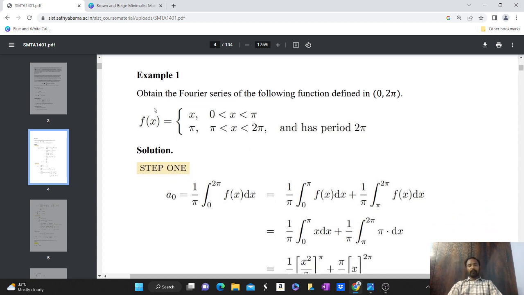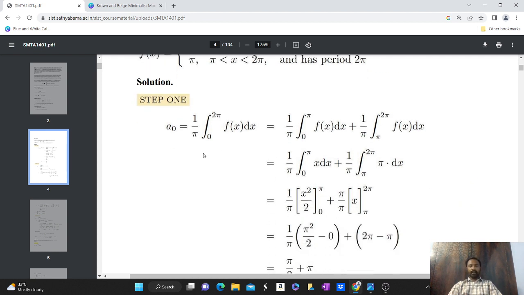Here it is given: obtain the Fourier series of the following function defined on the interval 0 to 2 pi, with period 2 pi. Here f of x is given in two parts, separating the limit 0 to 2 pi as 0 to pi and pi to 2 pi. The f of x values are x and pi. For f of x equal to x, we take the limit 0 to pi, and for f of x equal to pi, we take the limit pi to 2 pi.